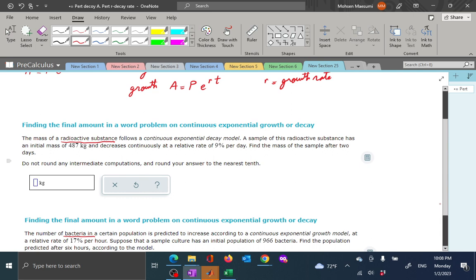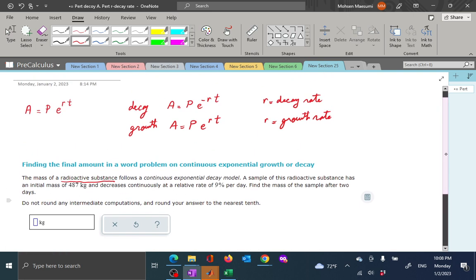So in case of a radioactive substance, you can have some material that disintegrates by itself and loses a percentage of what it is to some other material. In that case, for the decay problem, that's the formula to use. So we have a sample of radioactive substance that has an initial mass of 487 kilograms. That's like the original investment, your principal. Here it is just the amount, the weight of the substance. And it decreases, so that's a decay.